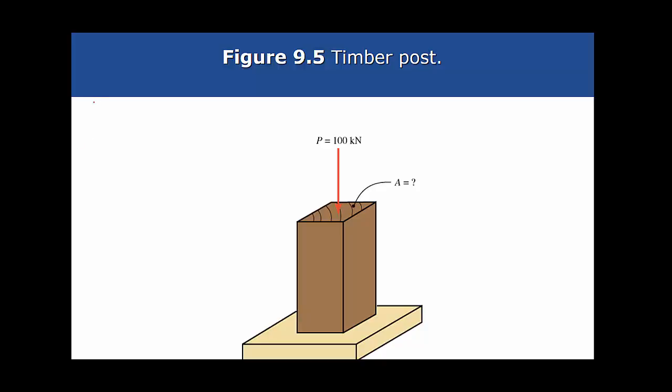It does illustrate compression. That's the only reason I want to look at this one. It says compute the required size of the short, square, dressed S4S timber post shown in figure 9.5. That's this one. The post is subjected to a compressive load of 100 kilonewtons. The allowable axial compressive stress is 5.5 megapascals. So again, that is given to you in this example. Otherwise, you might have to go out and look for that.